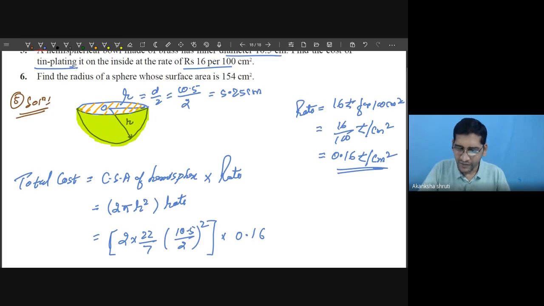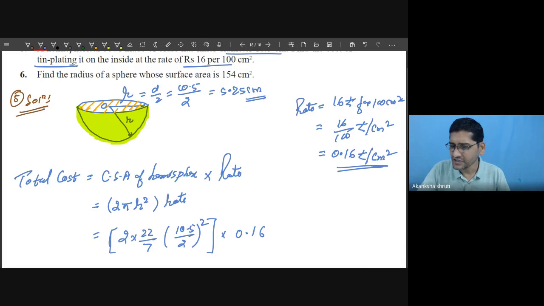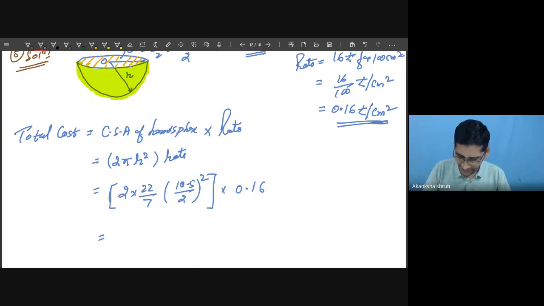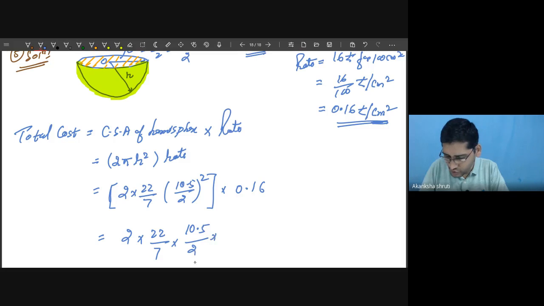Keep in mind, both units are centimeters. No need to convert the unit, they are in the same unit. Go for simplifying this. Students, how to simplify? For that, you shall do the simplification or cancellation one by one. So better to write the square as the product of 2, meaning 10.5 by 2, 10.5 by 2 times, and 0.16.